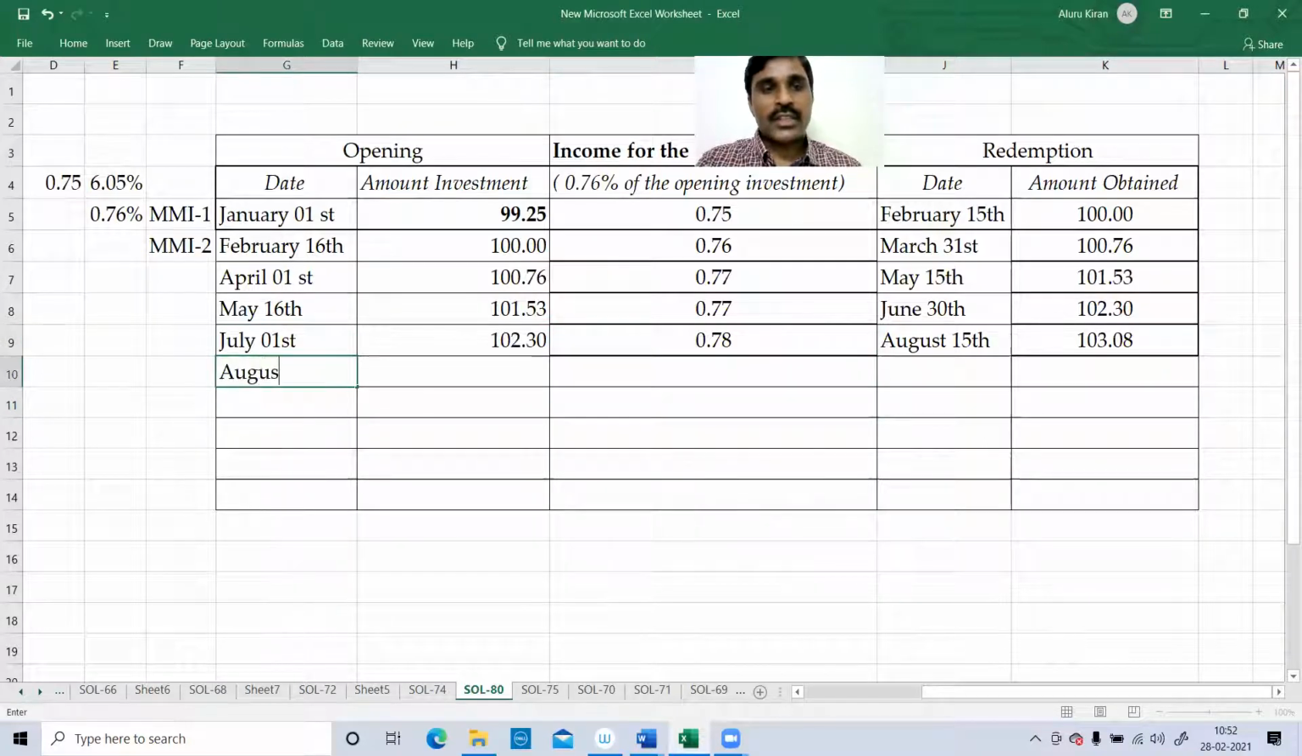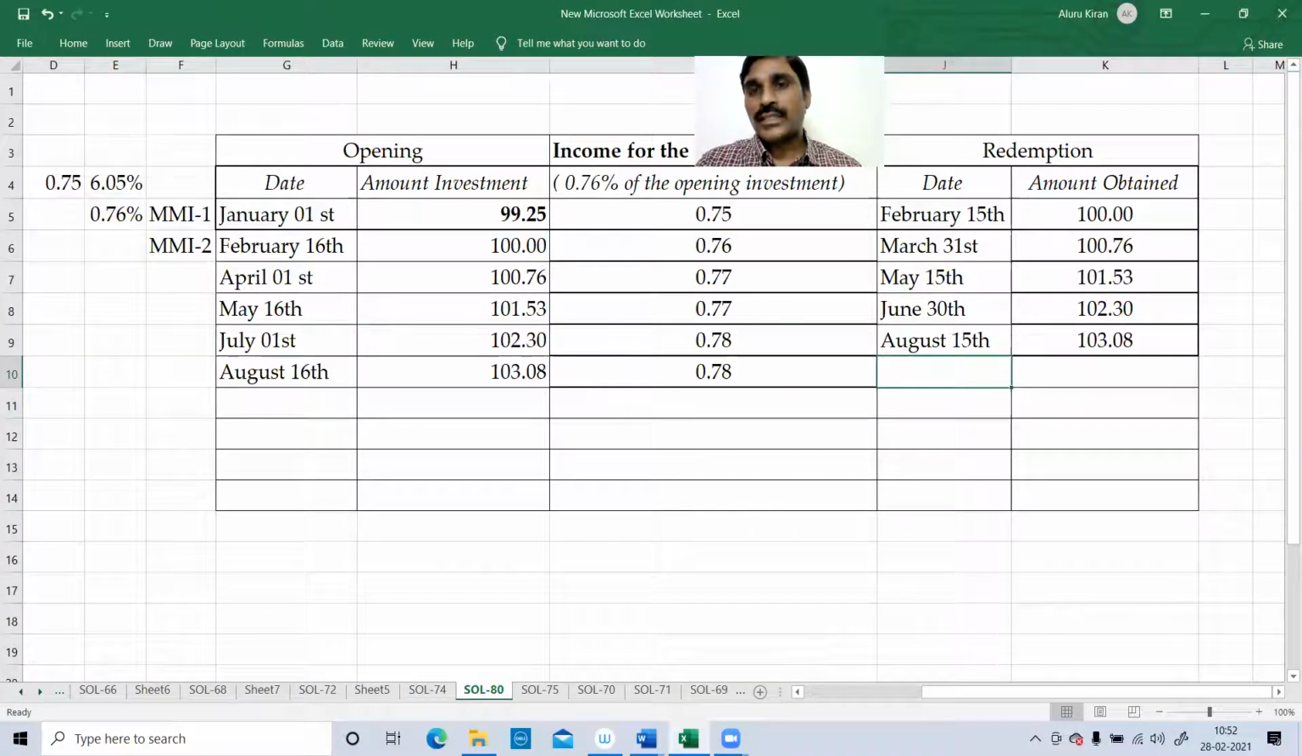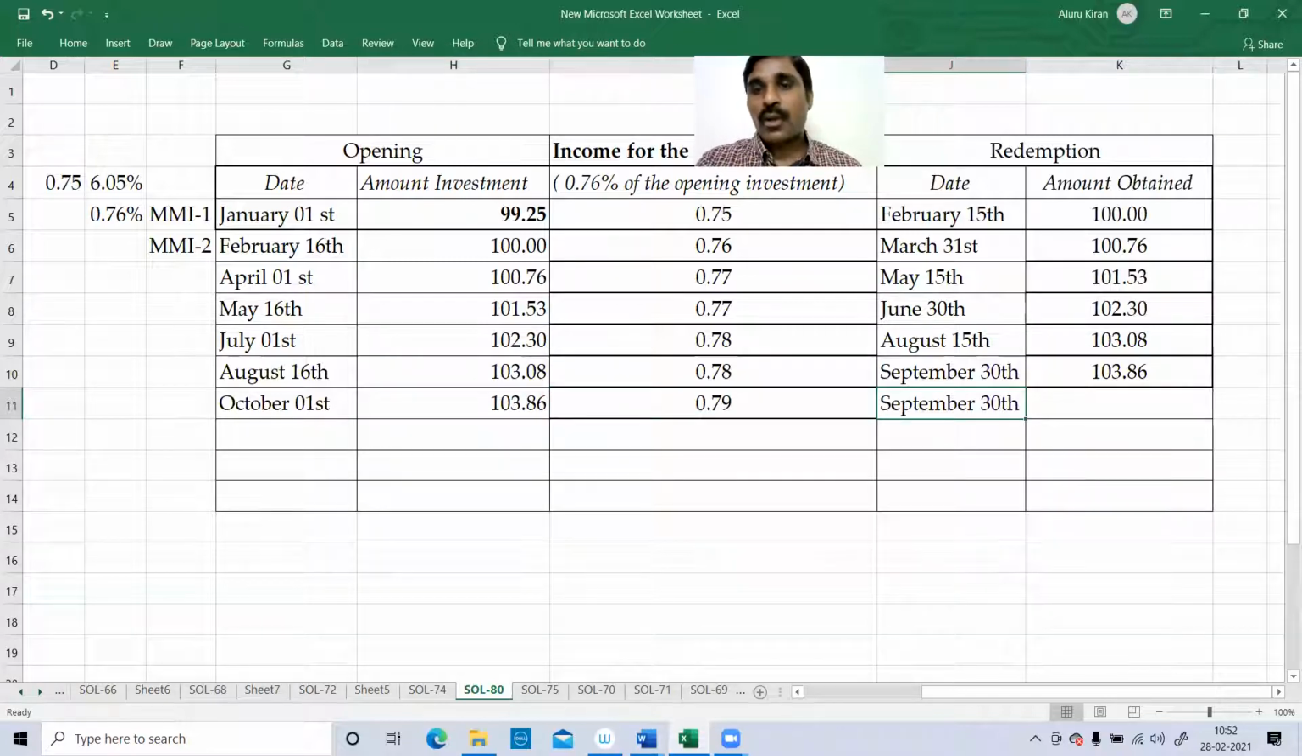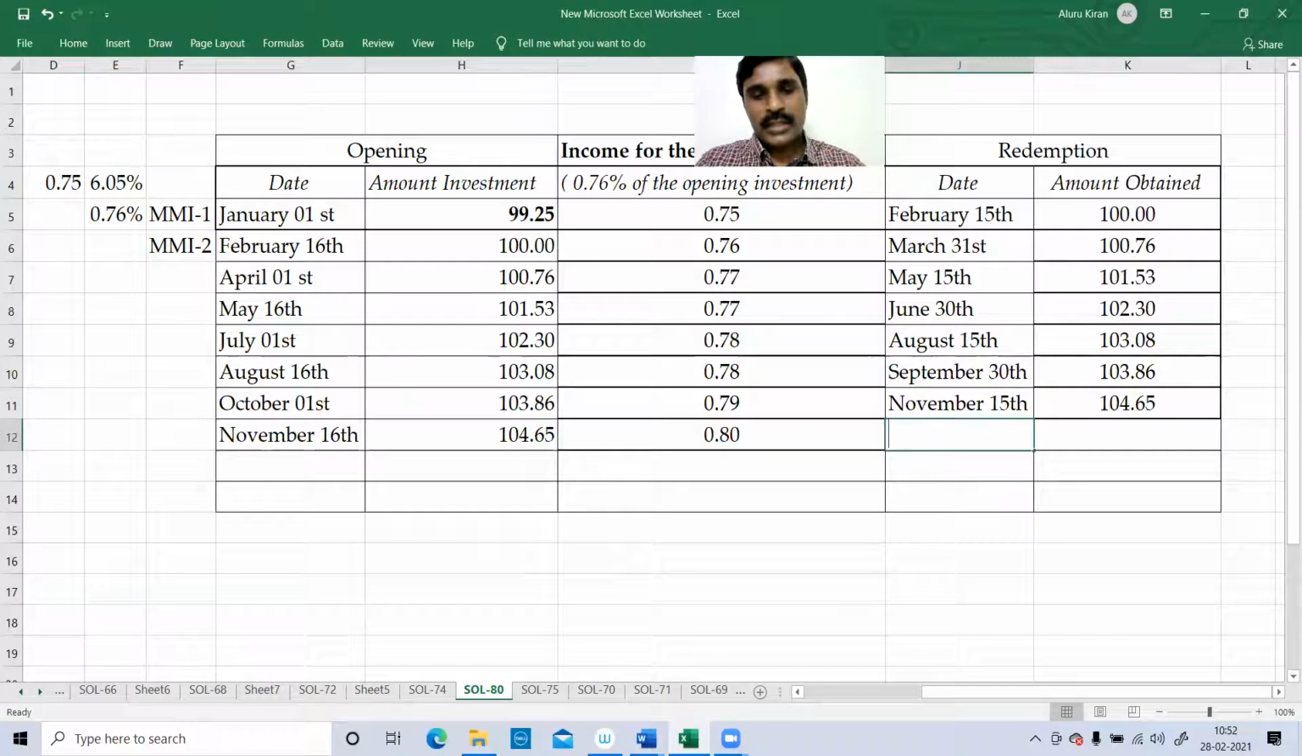Next, I invest on August 16th, which means September 30th, 45 days or 1.5 months. On September 30th, I'll get this total amount. Next, October 1st, I'll invest this amount, which means November 15th. Right, this will be the amount. If I invest on November 16th, what will I obtain? This will be December 31st, 1.5 months or 45 days.